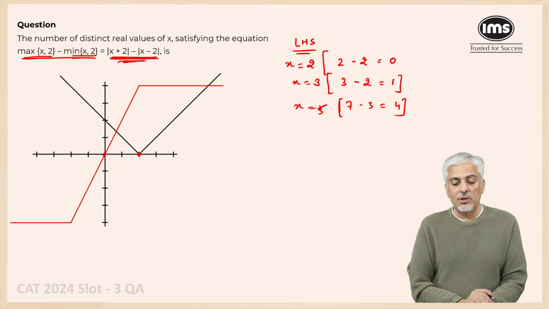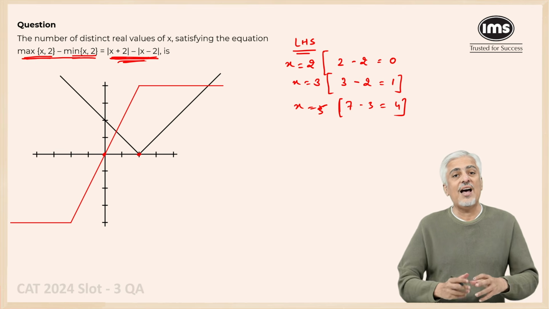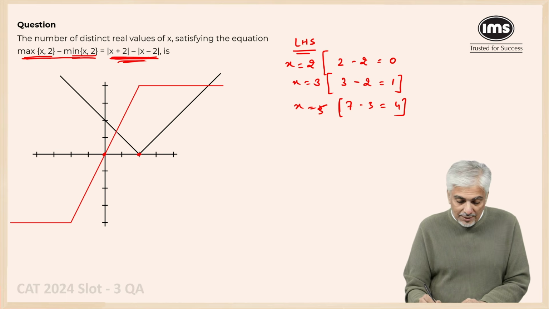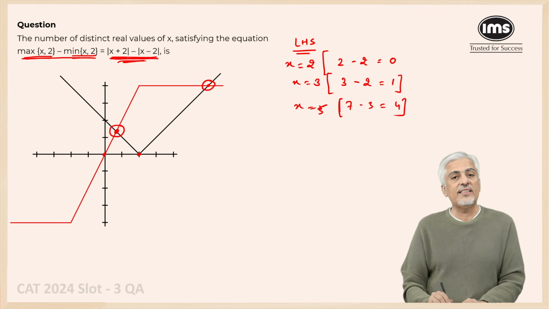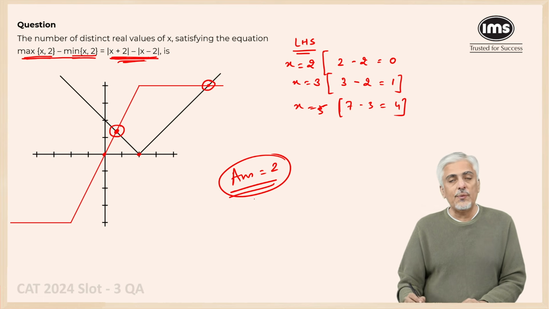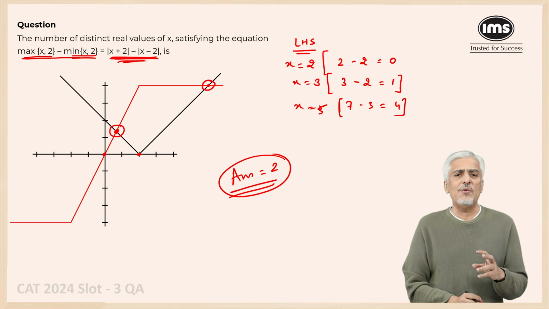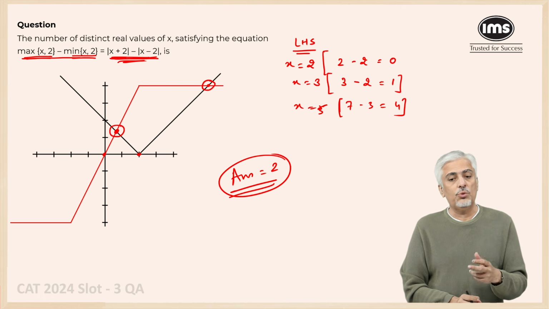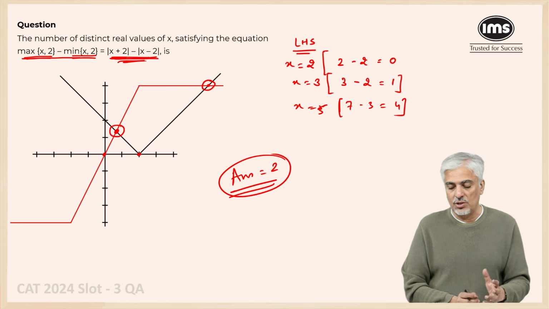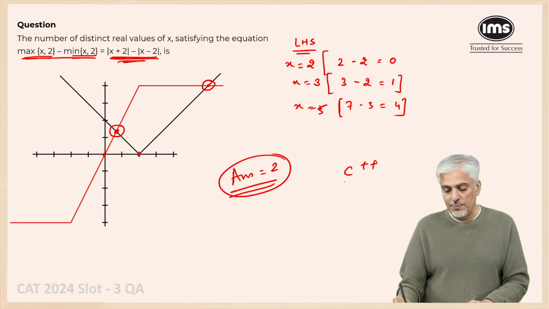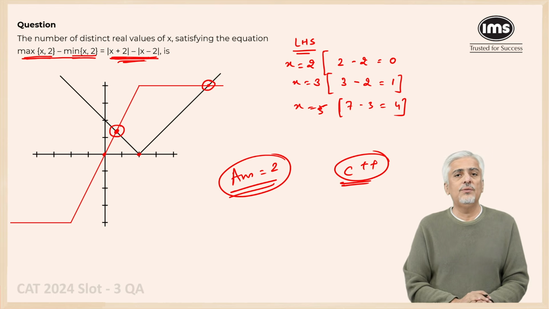We want to know the number of distinct real values. We don't need the answer. So one value will be this for this equation because this is the point of intersection, and one more value will be this. After these, the two graphs will never intersect. Hence, the answer for this question was 2. It's a difficult way of thinking of it, I don't know how many people were able to look at this graph. People who are very good with graphs would have got it through graphs and maybe got it very fast also. Otherwise, it was a C++ question. You should have left it alone.